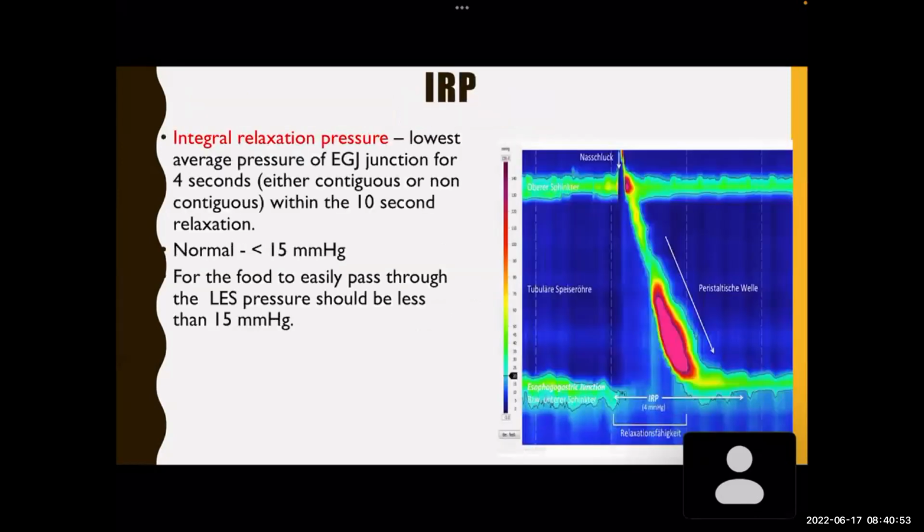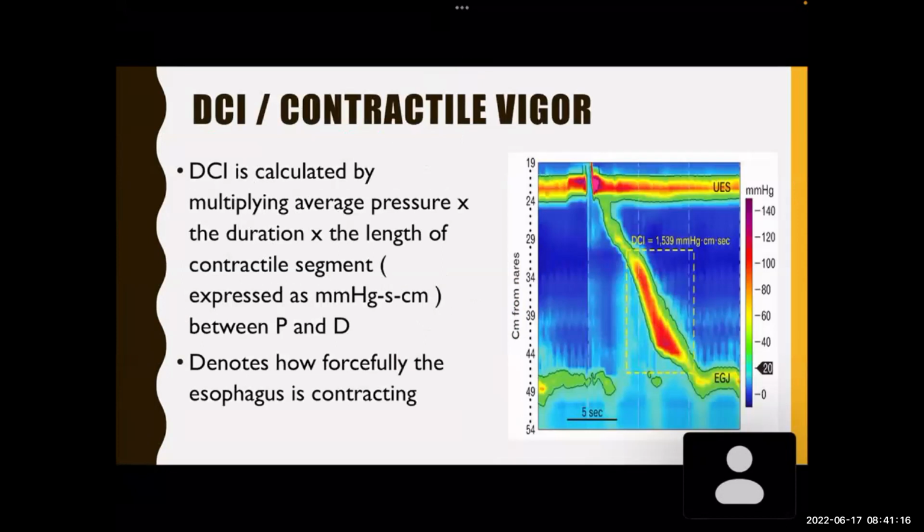So what is integrated relaxation pressure? It is the lowest average pressure of the esophagogastric junction for 4 seconds, either contiguous or non-contiguous, within the 10 seconds of relaxation. Normally, it should be less than 15 millimeters of mercury, which means for food to easily pass through the lower esophageal sphincter, the pressure should be less than 15 millimeters of mercury.